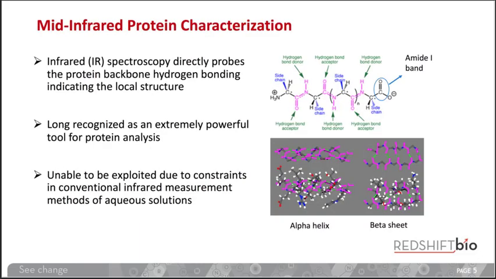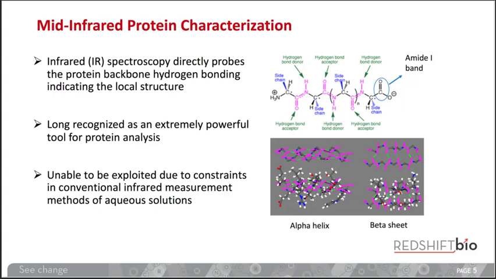The AQS3 works in the mid-IR, where it probes the vibrational modes of the carbonyl bond in the protein backbone. And this reveals spectral signatures, which are mapped to the secondary structure of proteins. Some of those are shown on the bottom right here: alpha helical structures, beta sheet, for example. And this technique is very powerful. It's been long recognized as a very effective method for the analysis of protein structure.